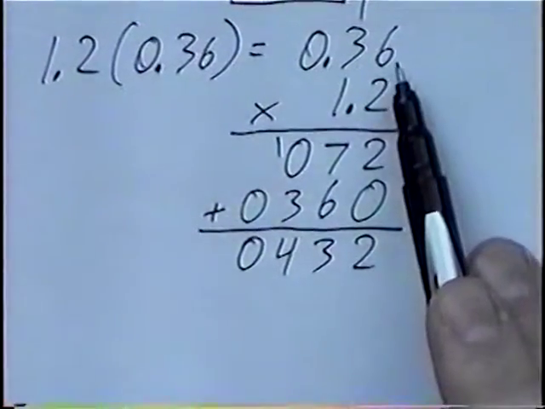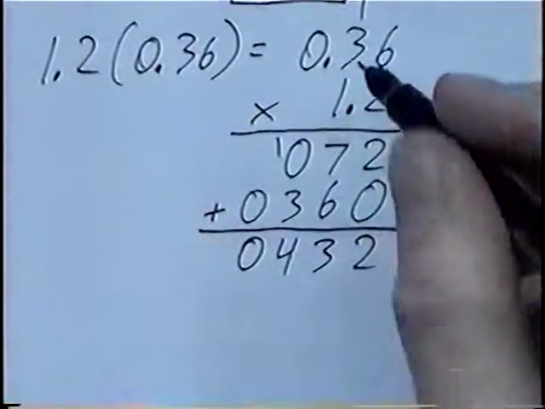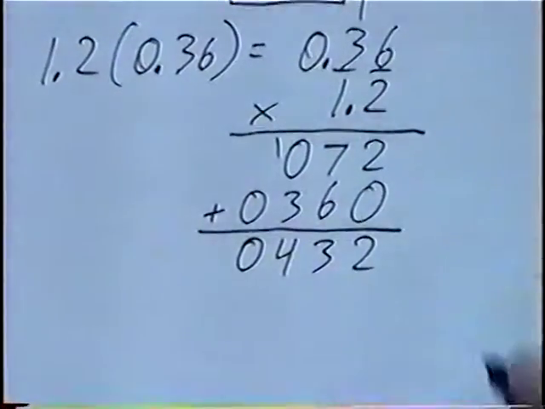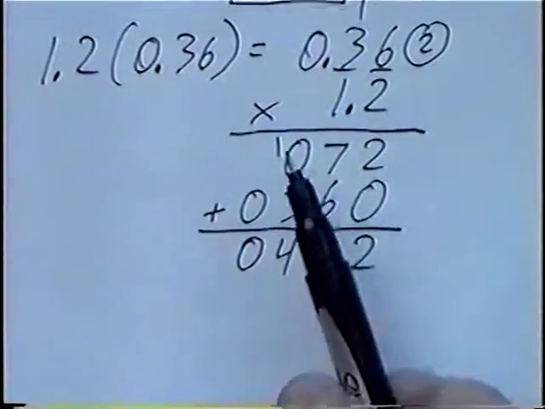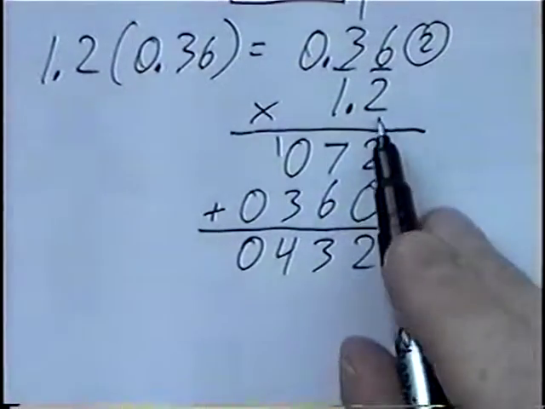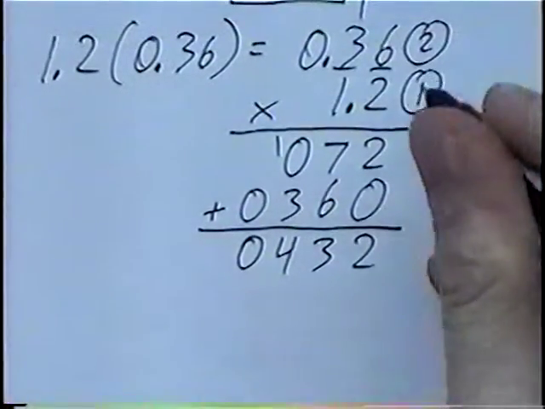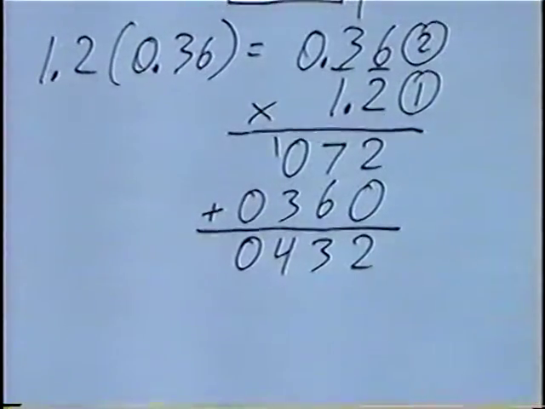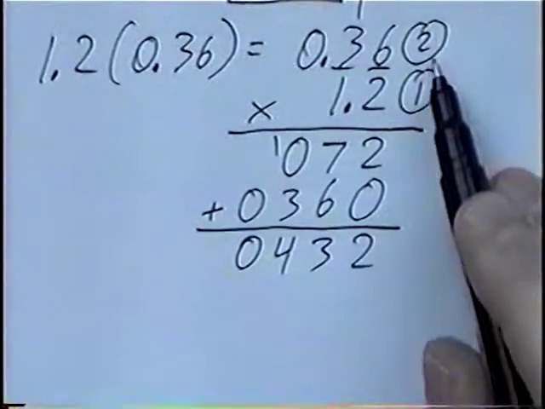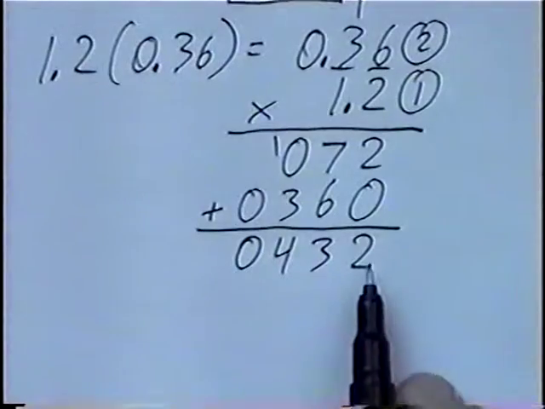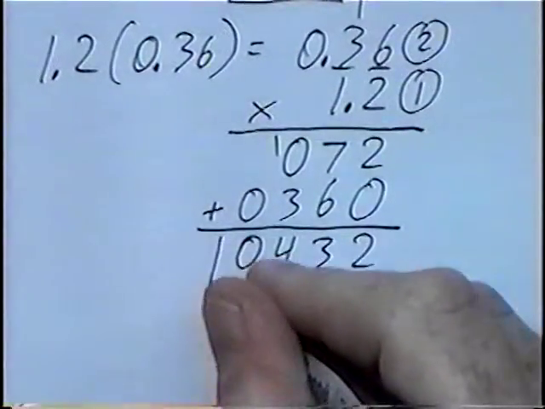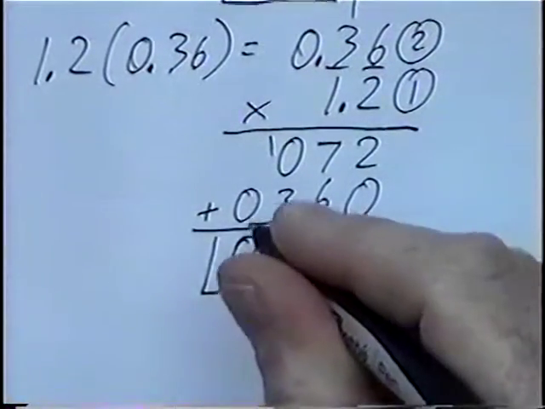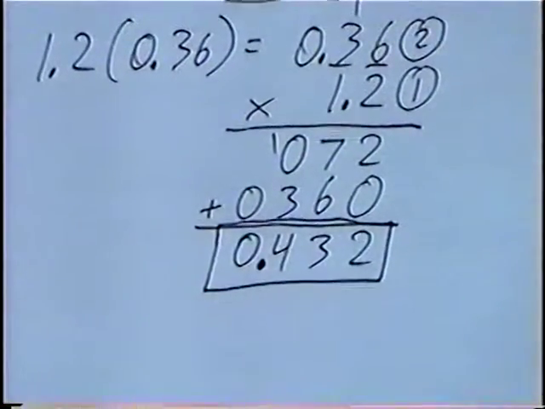Going back to our original question, 0.36. The 3 and the 6 come after the decimal, so that's 2 numbers after the decimal point. 1.2, the 2 is after the decimal, so that's 1 number after the decimal. If you add up how many numbers are after the decimal, in this case 3, that means our answer has to have 3 numbers after the decimal. So our final answer would be 0.432.